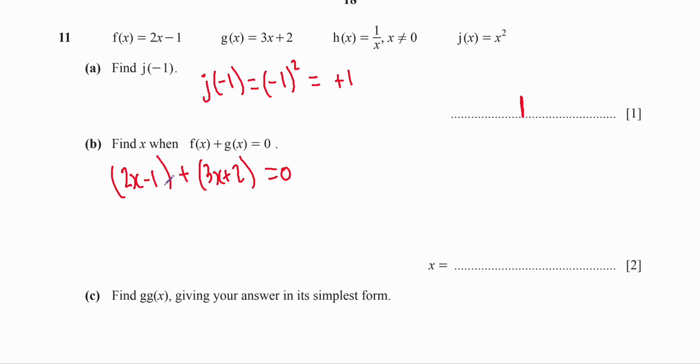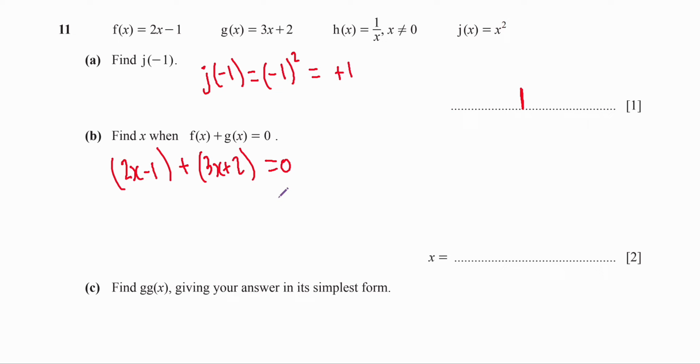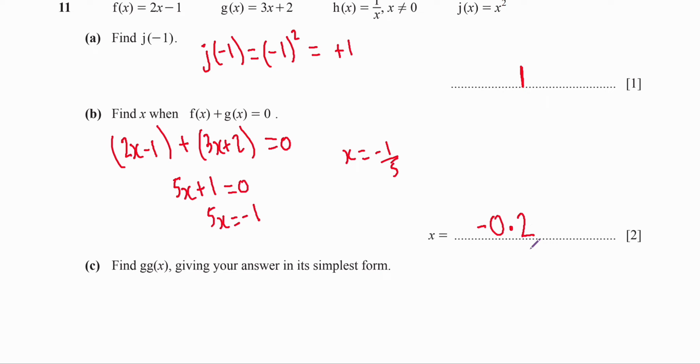So now we have to find the value of x that satisfies this equation. Well, you can remove the brackets and add this right here. So you have 2x plus 3x is 5x. You have minus 1 plus positive 2 is positive 1. And that's still equal to 0. You can bring the 1 to the other side, so you're left with 5x is equal to negative 1. And then x is equal to negative 1 over 5, or negative 0.2. So negative 0.2 is our answer for that.